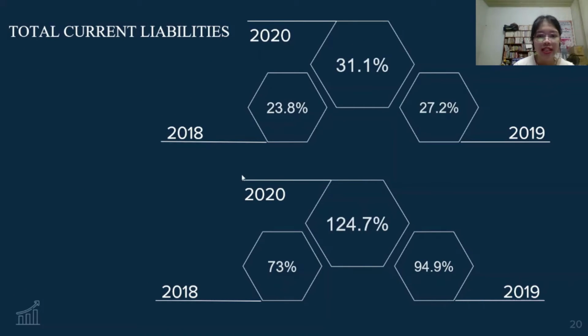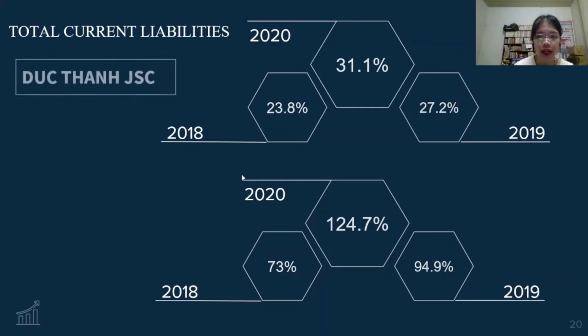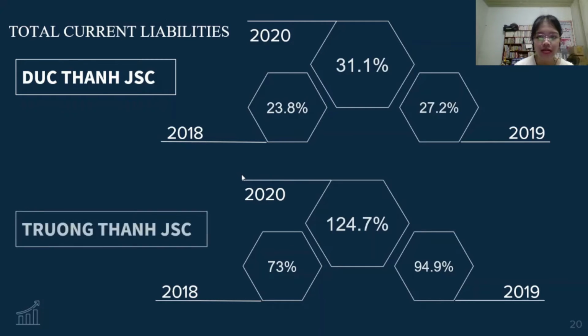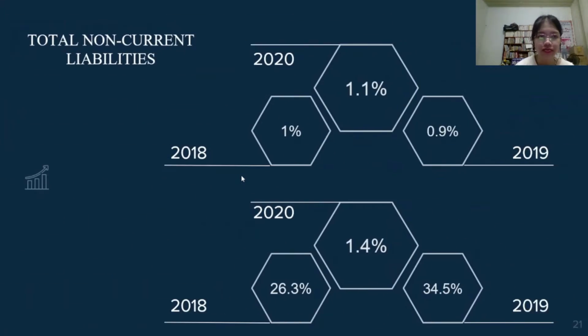First, we can see that the current liability of Đức Thành was 23.8%, 27.2%, and 31.1% respectively. It was much less than its competitor. Trường Thành in 3 years increased by 51.7% in the total current liability.